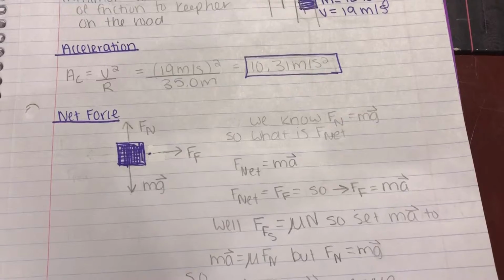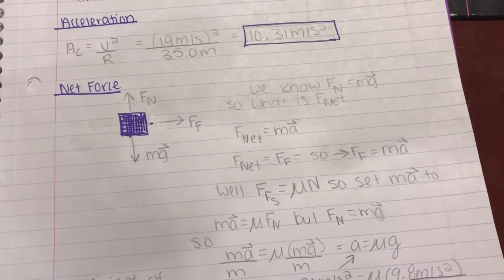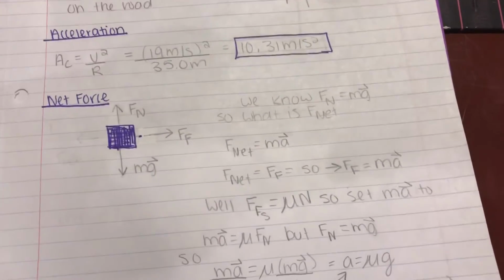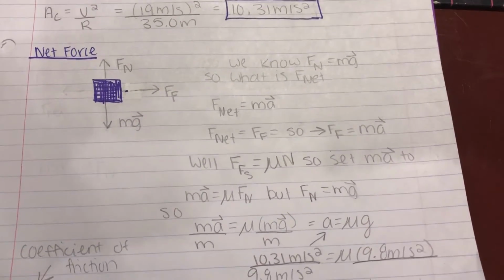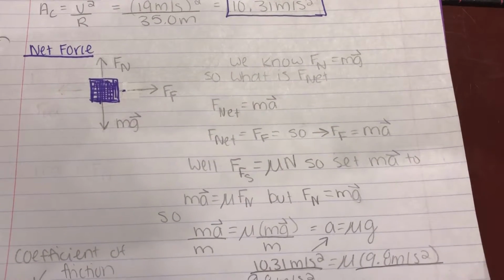Now we're going to use that to find the net force. Using the equation F net equals mass times acceleration, we also know that our F net is going to be equal to the force of friction. So we can determine that the force of friction equals ma.